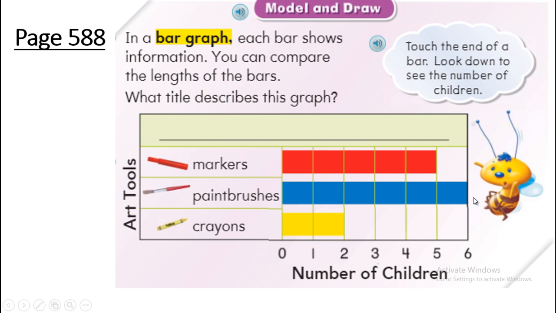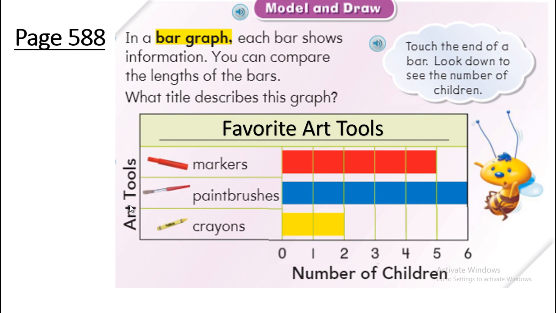Why these bars are drawn like this? Because we asked a few children, what is your favorite art tools? And this is the number of children who chose the markers, the number of children who chose the paintbrushes, and the number of children who chose crayons. This is a way to show information. What can we give a name for this bar graph? Our favorite art tools. Good job.